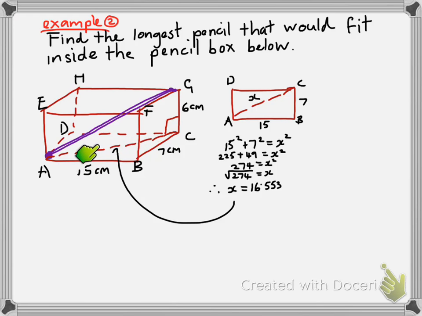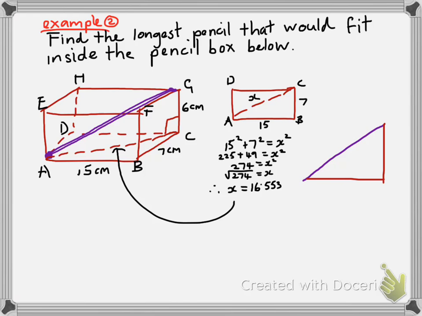Now that we have this diagonal, we're now going to use that result to find the length of the pencil by using this height of the triangle AGC, which is 6. Now notice that that line from G to C is vertical, and although it doesn't look it on a two-dimensional shape, this line from A to C is horizontal because it's sitting on the base of the box. So that means we do have a right angle between those two sides.